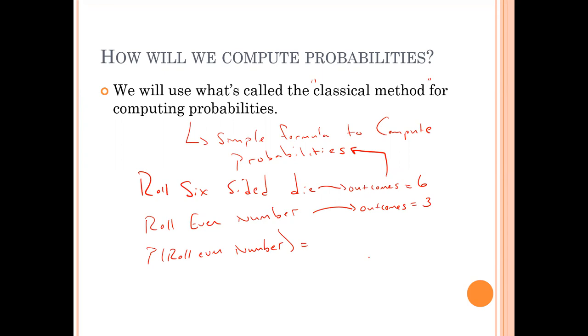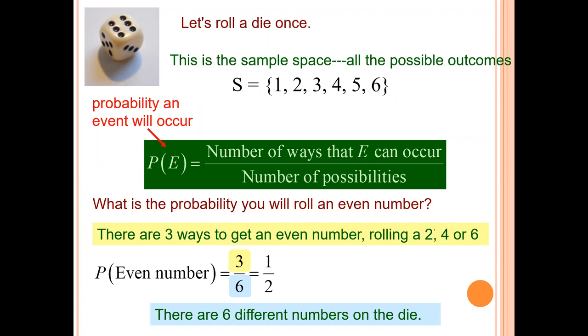Okay, yeah, right there in the chat, you guys got it. All it's going to be is you're going to take the number of ways that it could possibly happen, rolling an even number, divided by the total number of possible outcomes. And that's all the classical definition is. Let me give it with a little bit more panache on the screen here. So we're talking about rolling the dice. This is the sample space here.